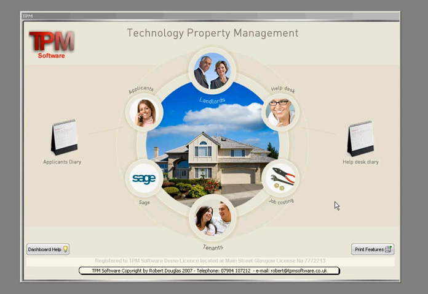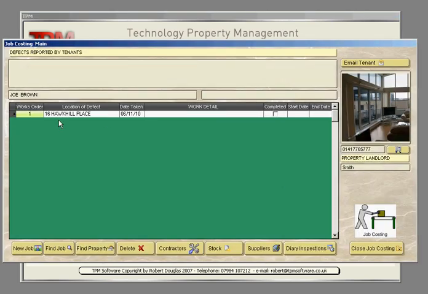So now we begin job costing. We'll see the help desk entry in job costing. So click on job costing, and there it's there. Works order 1, location of defect 16 Hotkill Place, date taken. It's not completed, there's not a start date, and there's not an end date, and there's no detail for the job to be done yet. Picture as usual, phone number to phone the landlord Smith.